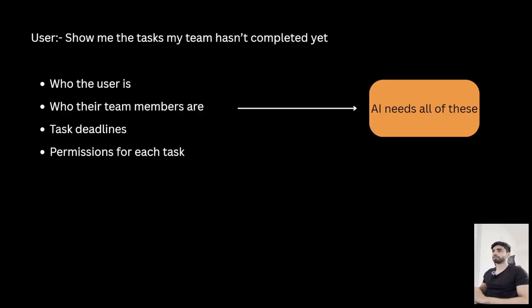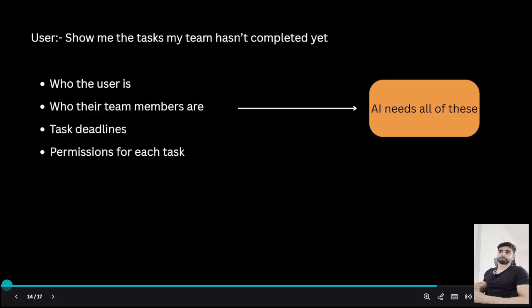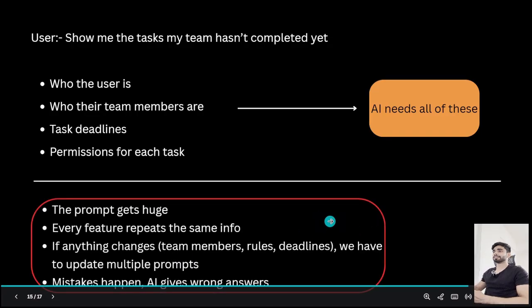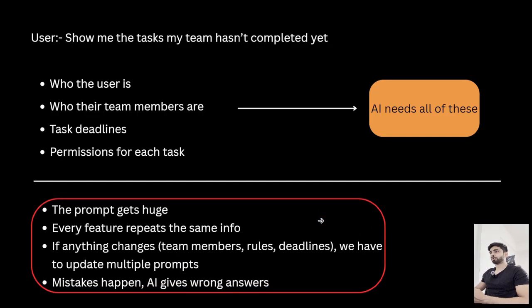If we just copy all this info into a prompt, the prompt gets huge. Every feature repeats the same info. If anything changes, like team members, rules, or deadlines, we have to update multiple prompts. We cannot store it in a text file or everywhere so that we can copy and paste it. Anything can change, anyone can change it. So mistakes happen, and AI gives wrong answers. It is like telling someone a story over and over, word for word, instead of giving them a map, right, in a structured way.